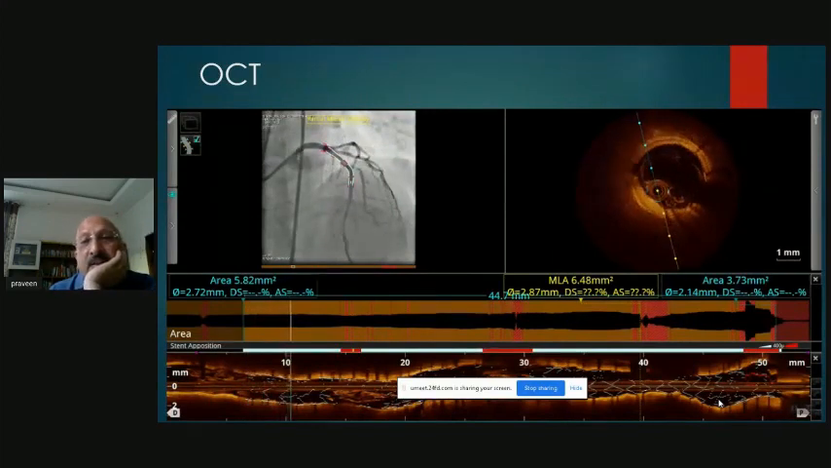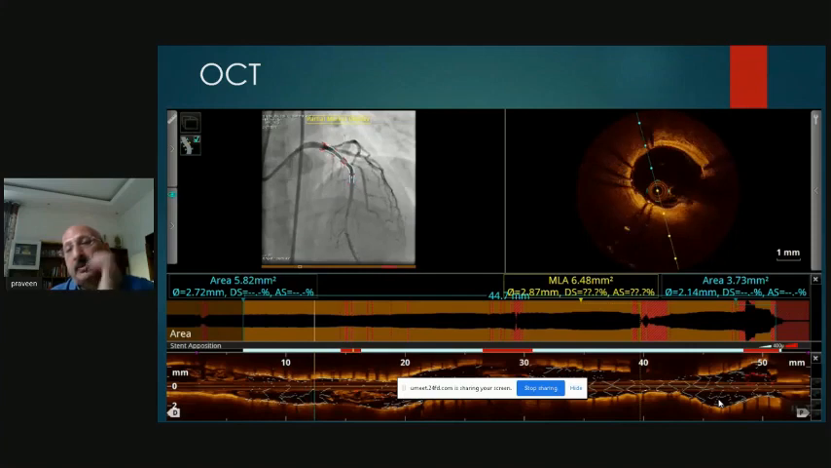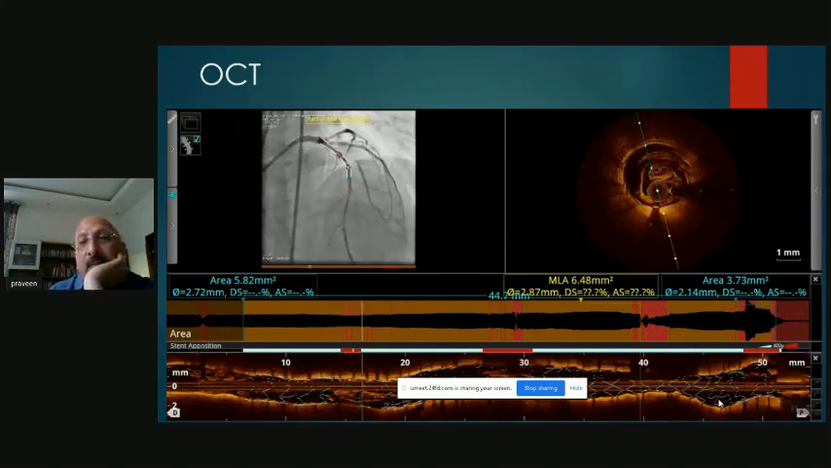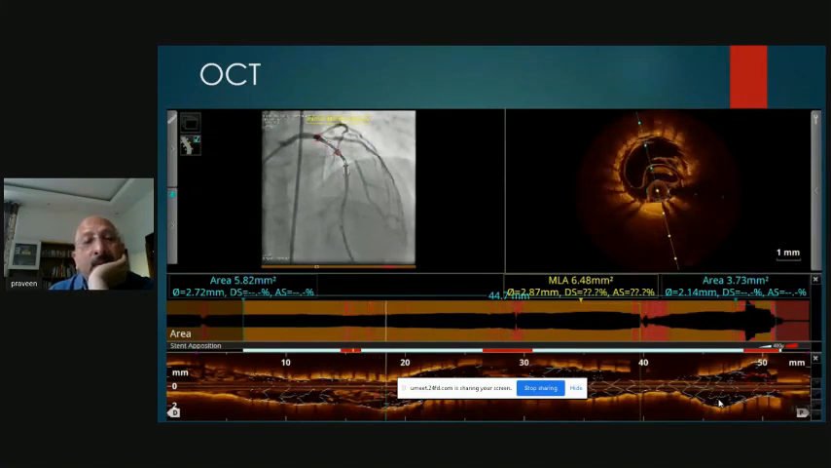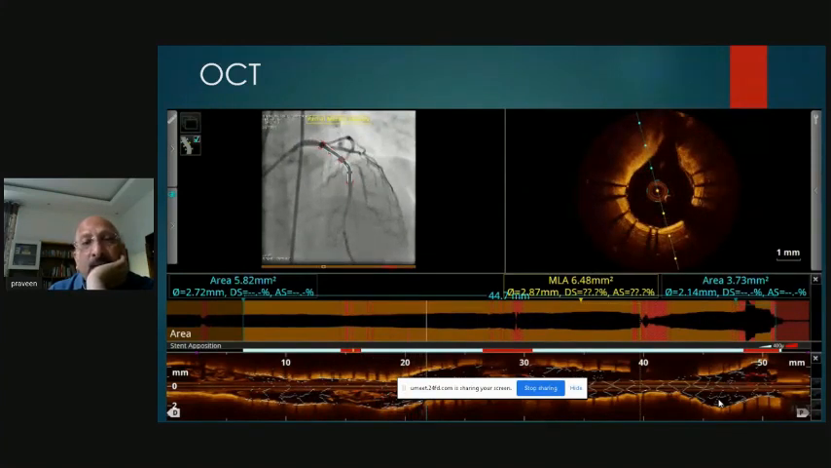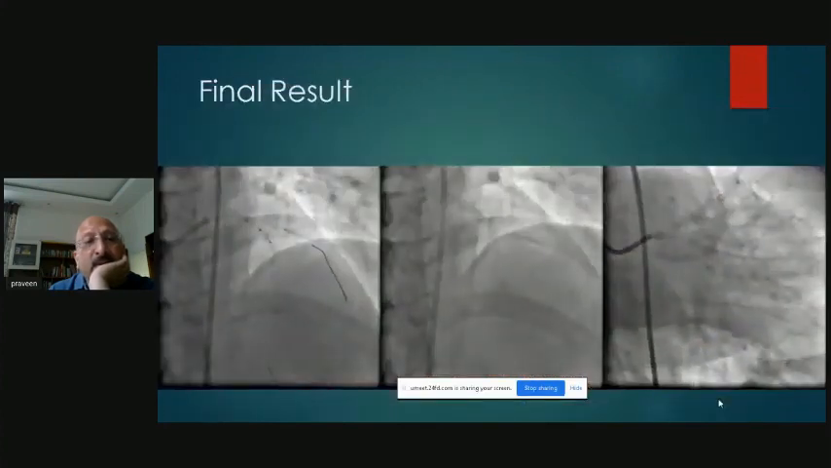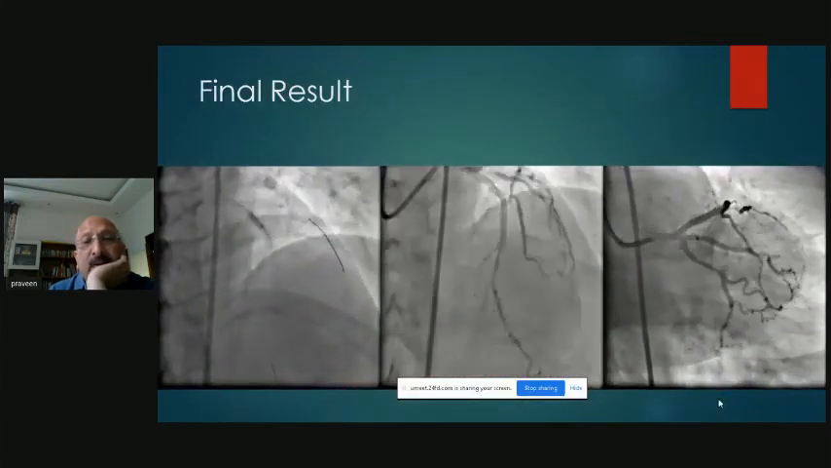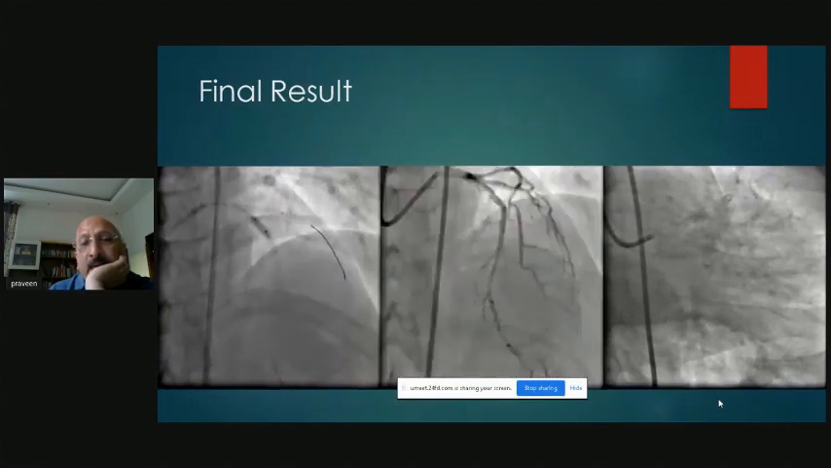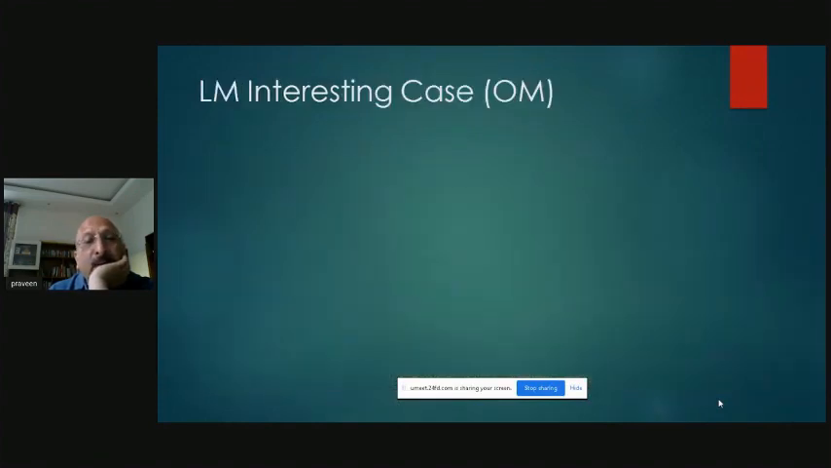So we have to make improvisations at every stage to adapt two techniques together, or two ways of addressing problems, in a complex patient where multiple lesions are there. So this is the OCT picture. As you can see here, it looks quite good, and this is the final result. Looks quite reasonable with all the treatment done into the LAD and left main.